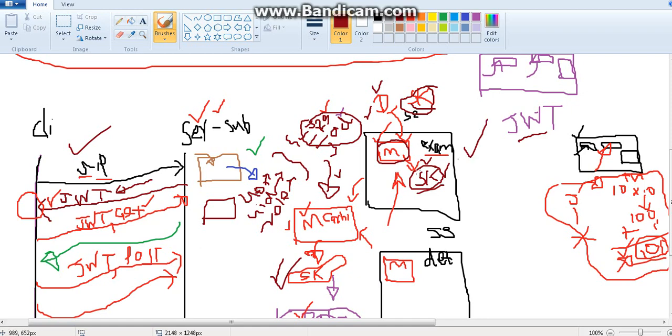Then he will be authorized. Whatever he requests, his exam marks, will be given to him. The same will also happen on the third server as well.